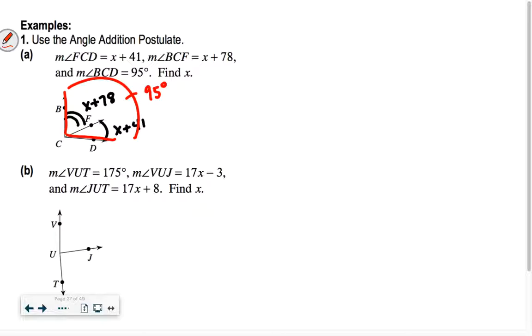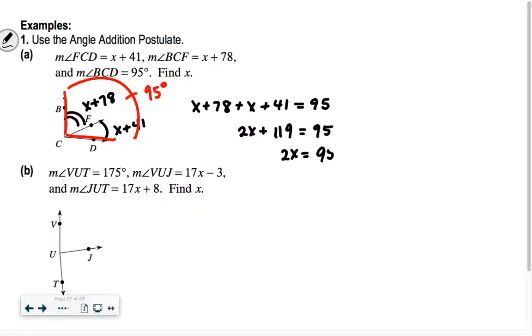So find x. Can we come up with an equation that's going to allow us to find x? Yeah, Keegan, what do you think? I just said x plus 78 plus x plus 41 equals 95. That's exactly right, and that's going to allow us to solve for x. So we get 2x plus 119 equals 95. So we subtract over, so 2x equals 95 minus 119.